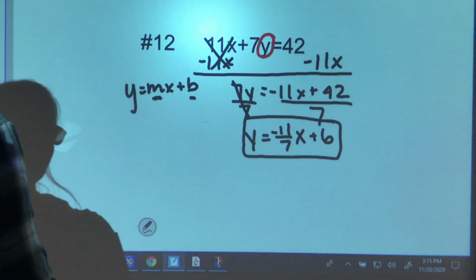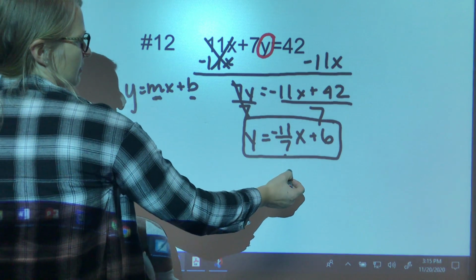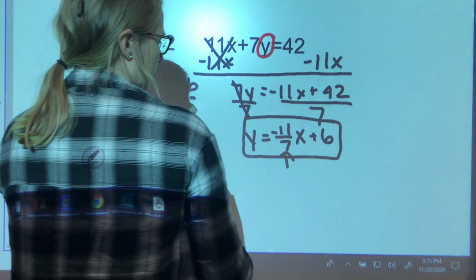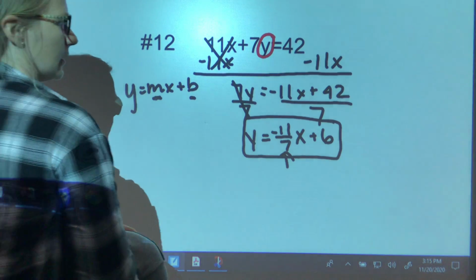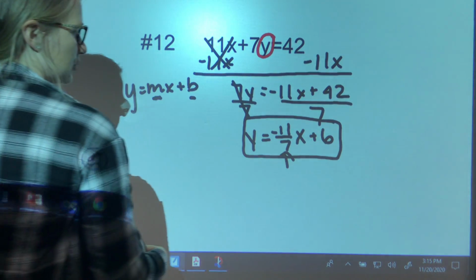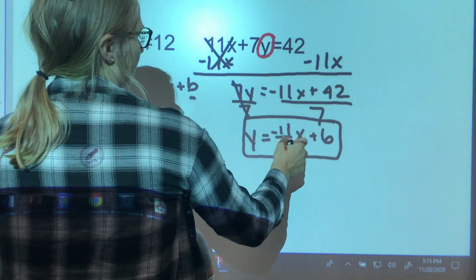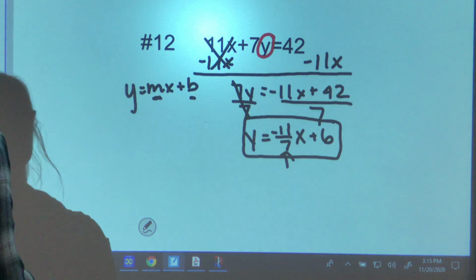If you ever get to this point and you simplify it by turning it into a decimal, I will not mark it wrong. But on your quiz, you're going to have multiple choice, so make sure you know that you can leave it as a fraction and it will look like that.